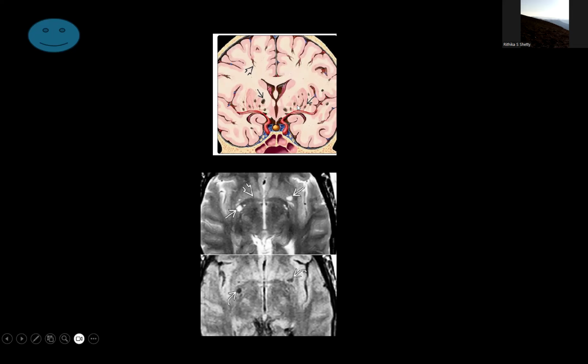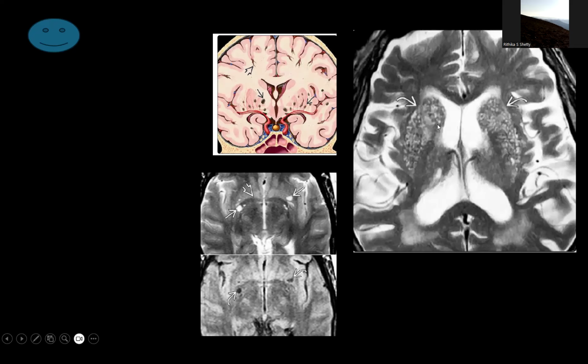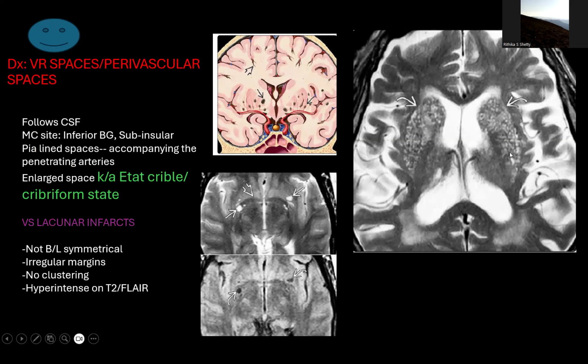It follows CSF signal intensity. On T2 weighted image, it is hyperintense. On FLAIR, it is suppressed. So here we can see the cyst around the anterior commissure. And this is again the spotter image in the elderly. If this becomes more prominent, we call this a cribriform state or état criblé. So this appearance is called état criblé or cribriform state.